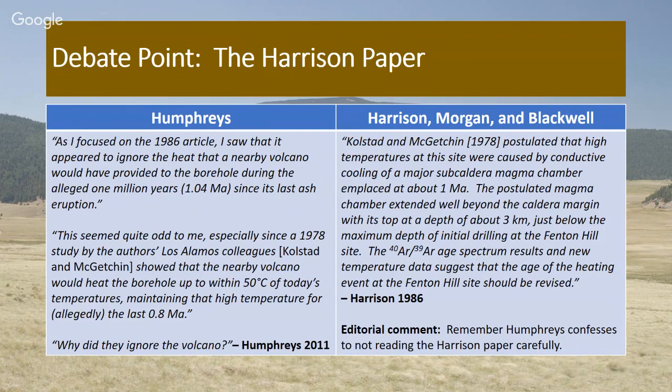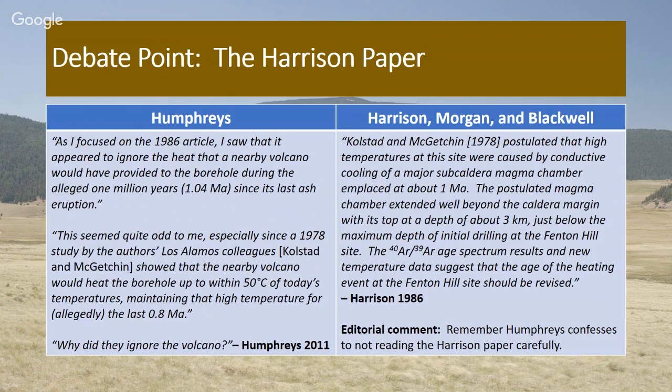Then this seemed quite odd to me, especially since a 1978 study by the author's Los Alamos colleagues, Kolstad and McGretchen, showed that the nearby volcano would heat the borehole up to within 50 degrees of today's temperature, maintaining that high temperature for allegedly the last 0.8 million years. And then finally, why did they ignore the volcano? So really, this is his dismissal of the Harrison paper. They really ignored the volcano, as if they didn't realize there was a volcano nearby, as if they had never considered it.